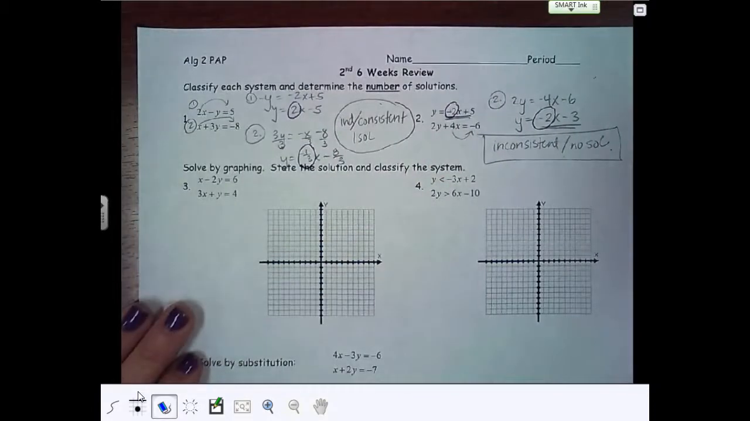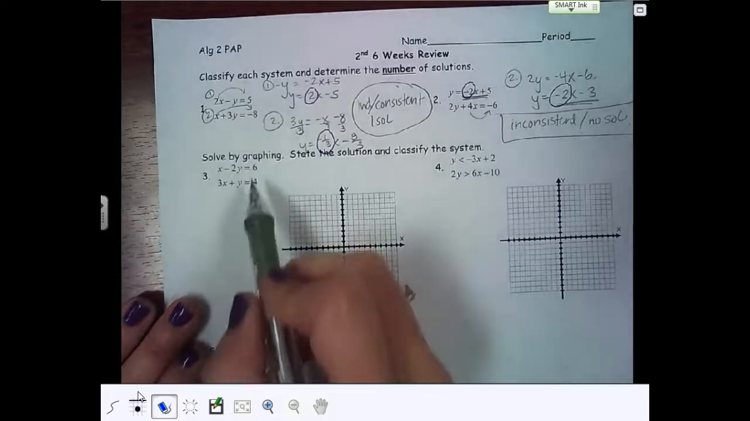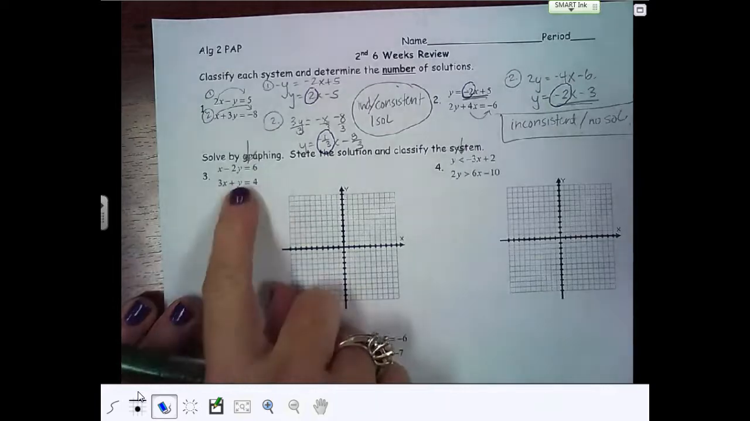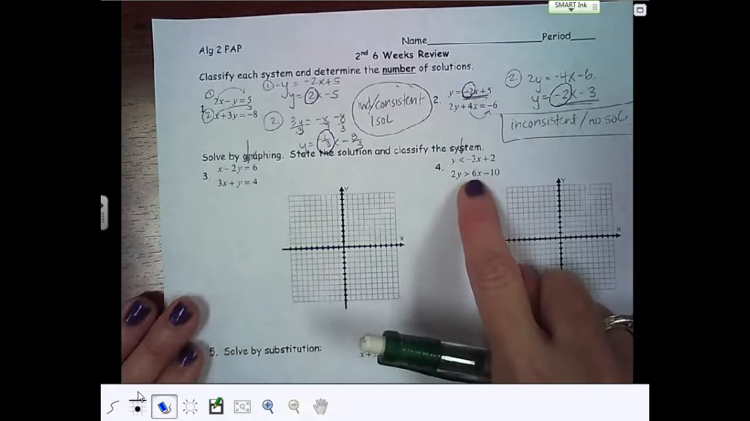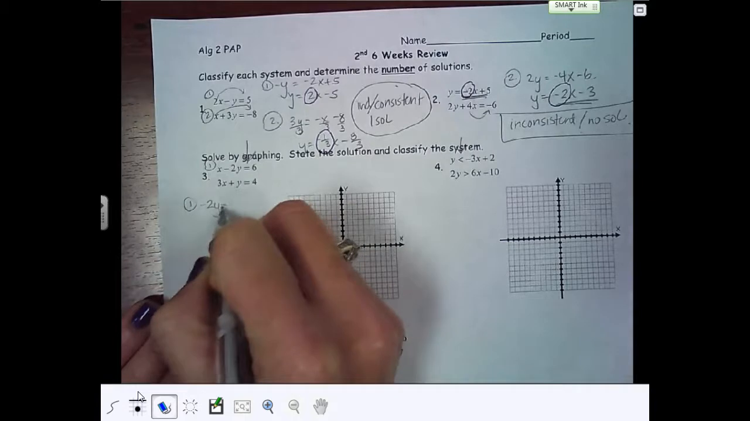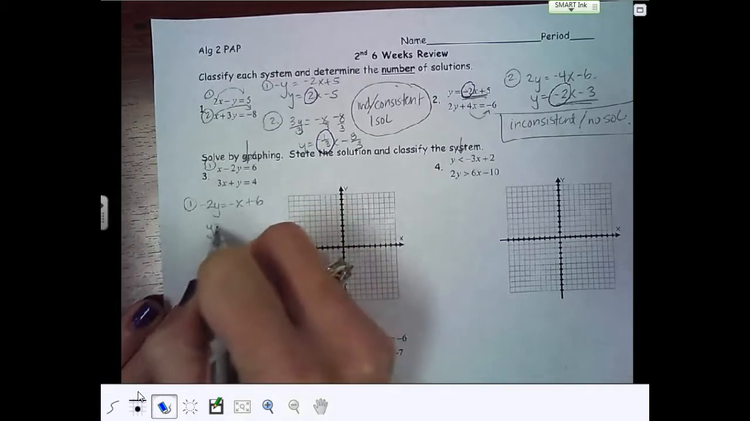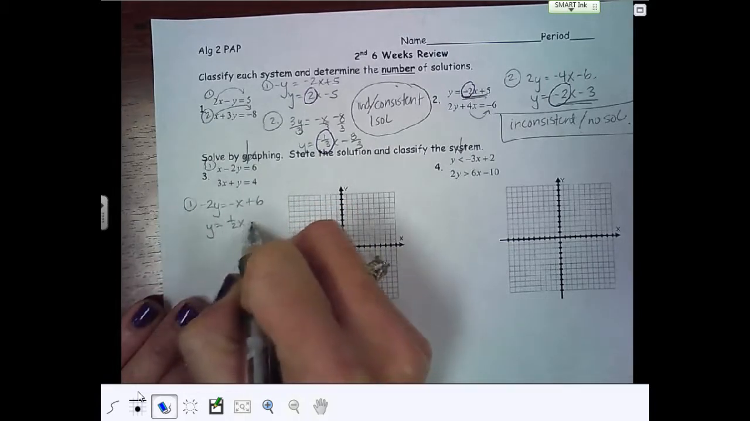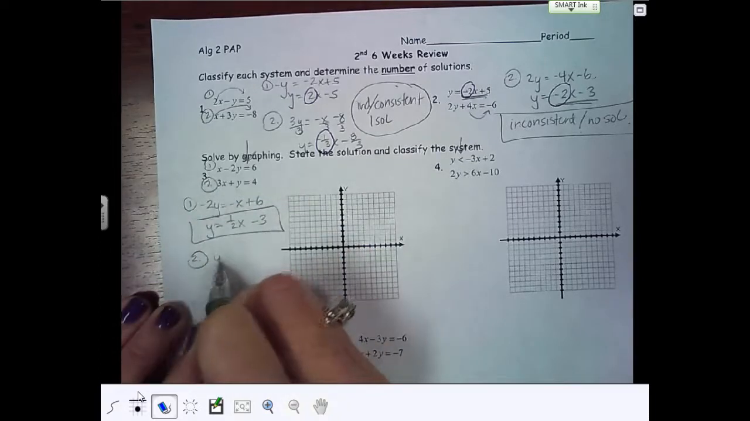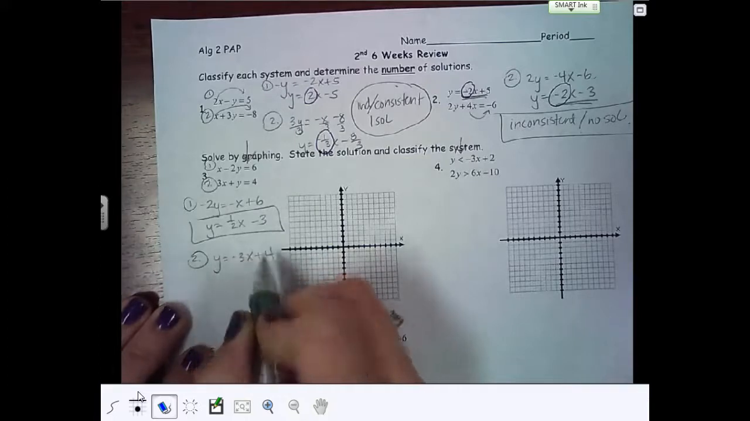All right, solve by graphing. Remember, this one's equal and this one is less than or greater than. So these are going to be 2 lines, and their answer is where they cross, okay? And these are going to be shaded, and the answer is where they are both shaded. So starting with the first one, solve for y. So you'll have negative 2y equals negative x plus 6. Divide by negative 2. So you're at 1/2 x minus 3. That's your first line. Line 2, if you solve for y, you would get negative 3x plus 4.